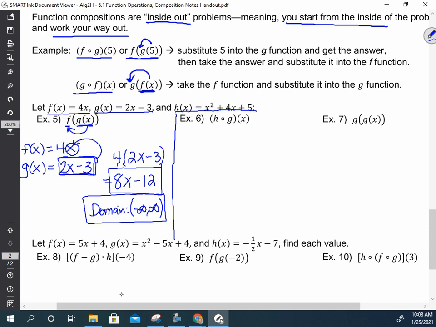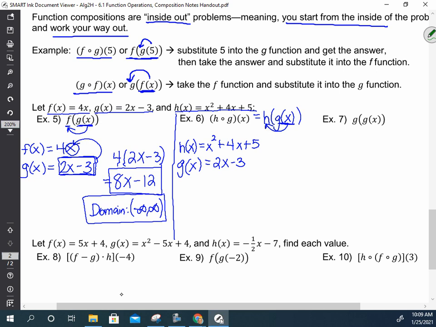So you have h of g of x. h of g of x is the same thing as h parentheses g parentheses x. Take the g function, plug it into the h function. So your h function is x squared plus 4x plus 5. Your g function is 2x minus 3.